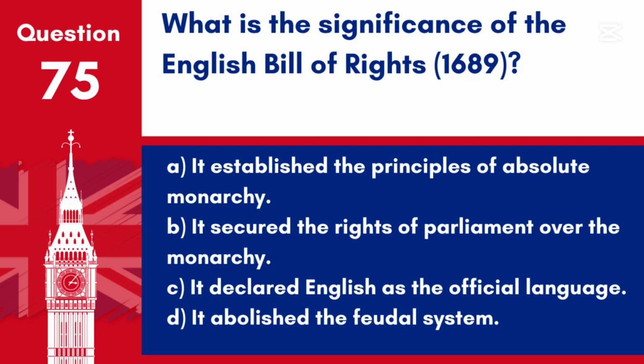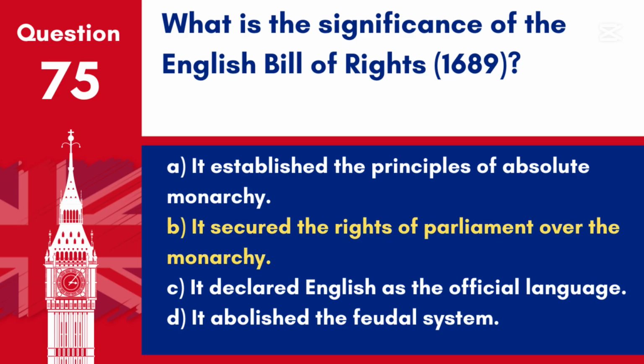Question 75. What is the significance of the English Bill of Rights, 1689? A. It established the principles of absolute monarchy. B. It secured the rights of Parliament over the monarchy. C. It declared English as the official language. D. It abolished the feudal system.